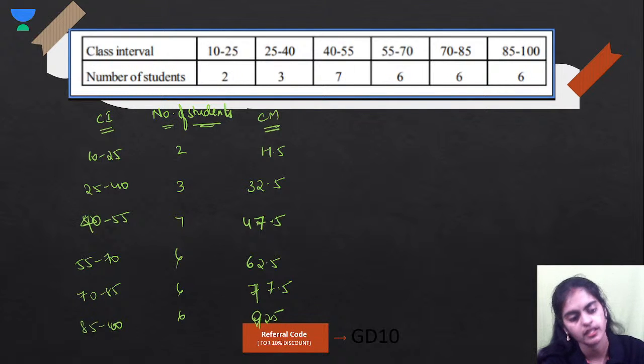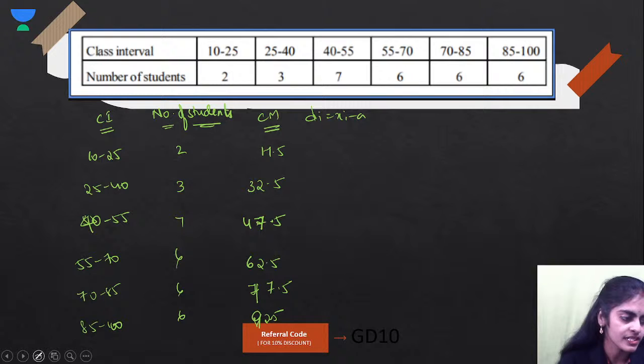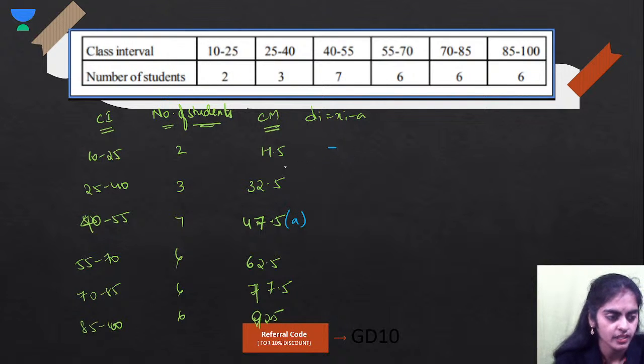So once you have written the class mark, now what is the next step you have to do for step deviation? You will write everything which you have done in the assumed mean. So you will find the deviation, xi minus a. Okay, so where is the deviation? See, this is the deviation we have taken. So xi minus a: 17.5 minus 47.5 is minus 30.